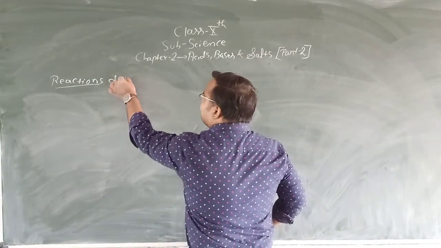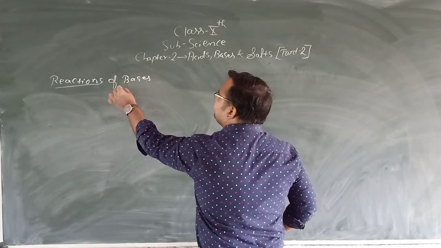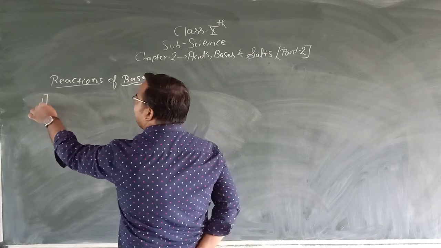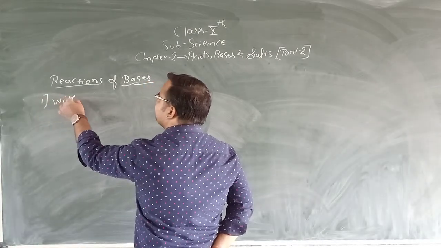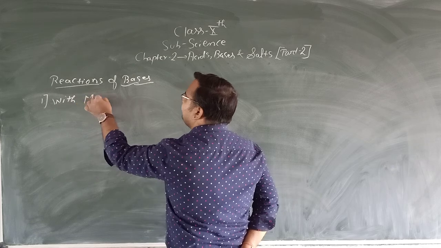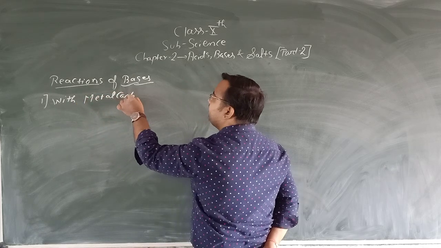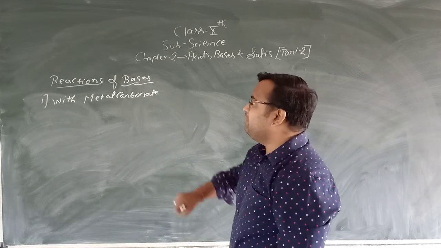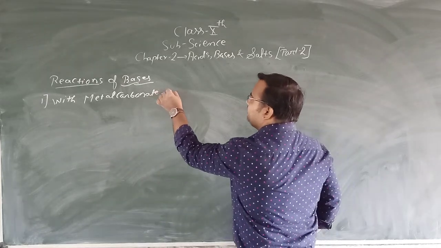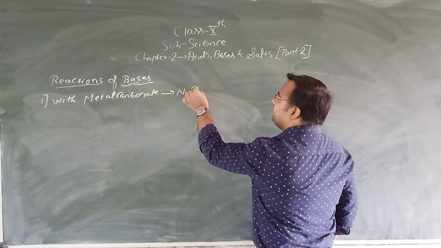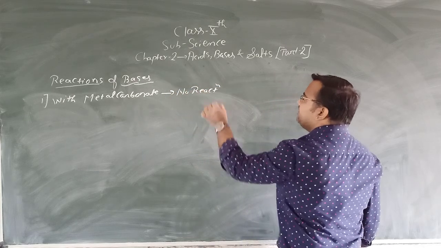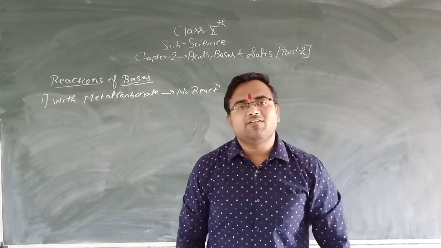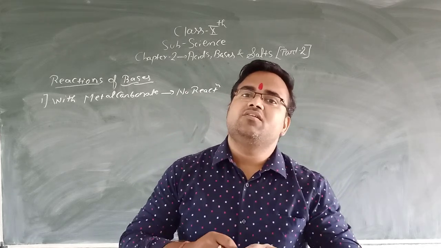Reactions of bases. Now the first reaction of a base you can write is with metal carbonate. The reaction of base with metal carbonate, the answer will be no reaction.